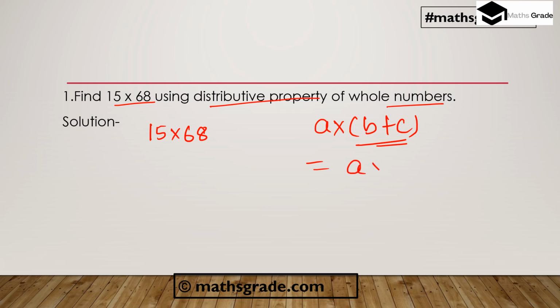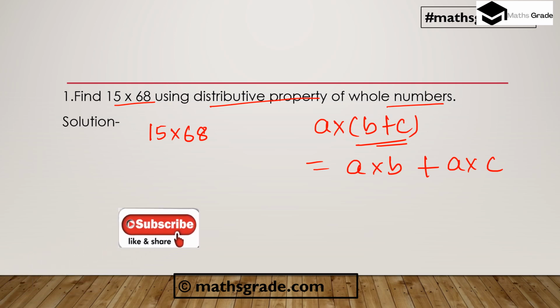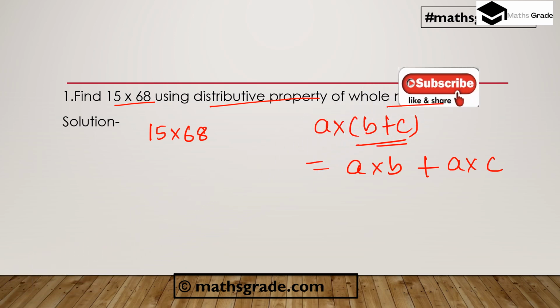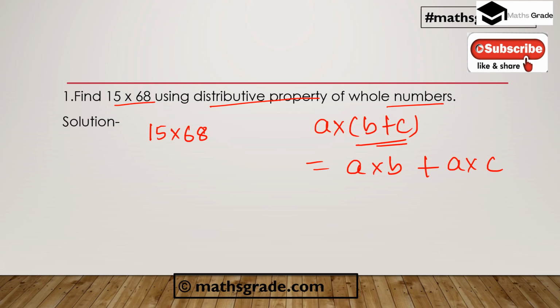That is equal to first multiplying A with B, then multiplying A with C, then adding these two results. That is, first we add the second and third numbers B and C, then we multiply with the first number A, which is equal to multiplying the first and second numbers, then multiplying the first and third numbers, then adding both multiplications.